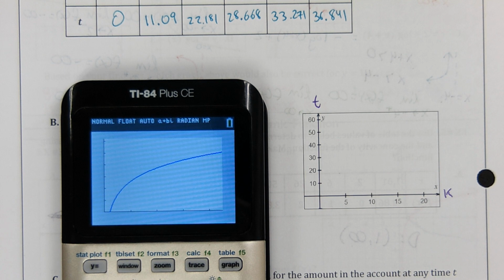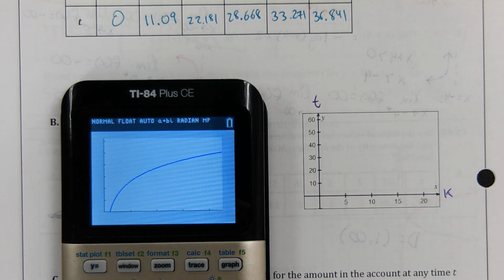Is that not what yours looks like? Did you close your parentheses around your x? And your graph doesn't look like mine? Oh, okay. There's no numbers on here.